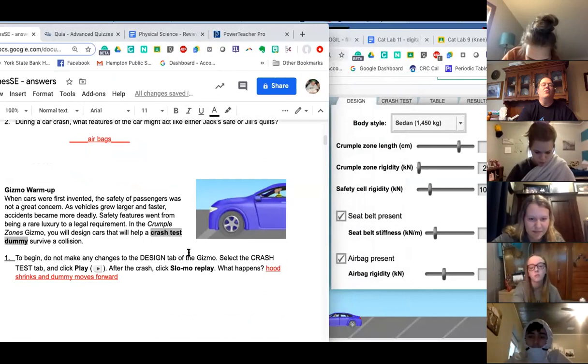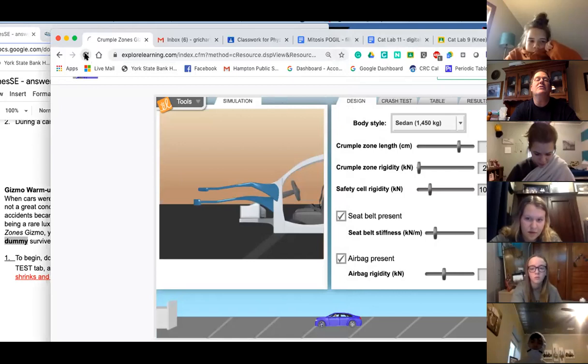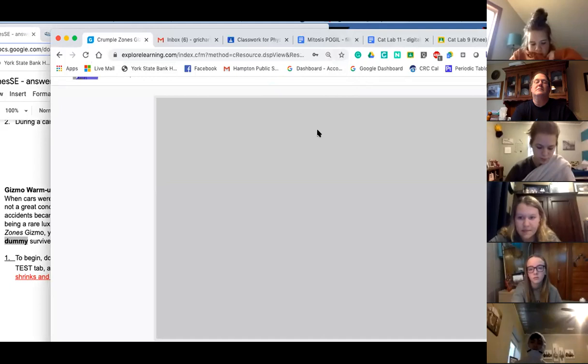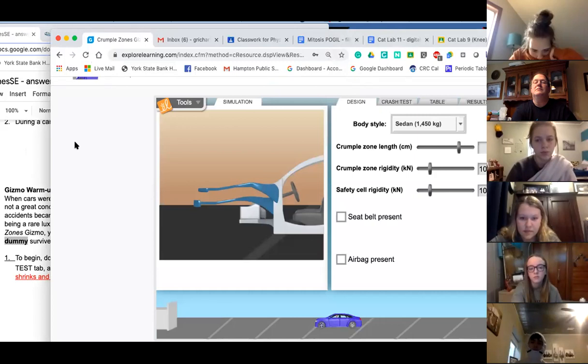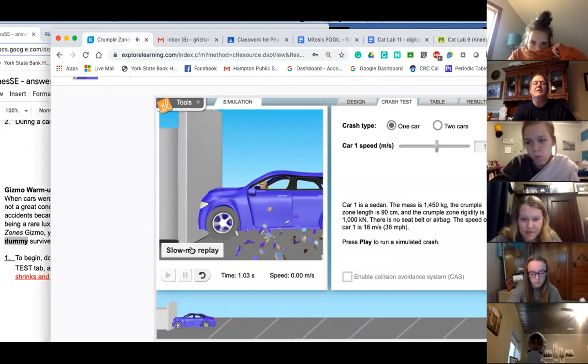All right. So when you start this, to begin, do not make any changes to the design tab of the Gizmo. Select crash test, and then you can look at it in slow motion also. I've made a lot of changes, so I better just restart the Gizmo here. There are so many variables.